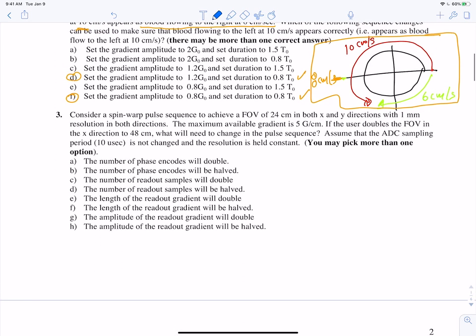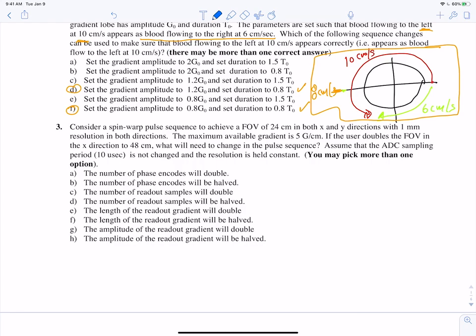Okay, I'm not sure if we did this problem in class, but if not, let's go over it anyways. So this is one of these problems where you just have to think through the spin warp sequence. So you're given the FOV as 24. You're given the maximum available gradient is 5. The user doubles the FOV in the x direction. Okay, so x is always going to be readout, and y is always going to be phase encode. So he doubles it to 48 centimeters. What will need to change in the pulse sequence? And assume that delta t does not change. Okay, and it says you may pick more than one answer.